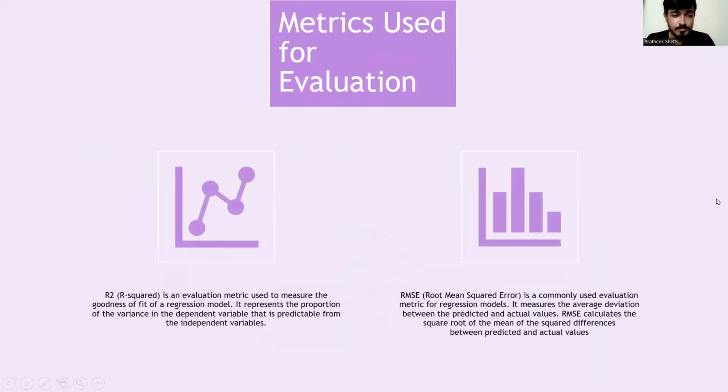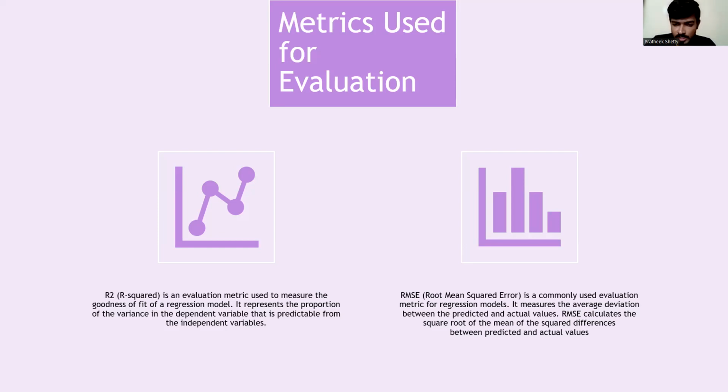Metrics used for evaluation. Here I've used two metrics. One is R2 or R squared and the other is RMSE, or root mean square error. R2 or R squared is an evaluation metric used to measure the goodness of fit of a regression model. It represents the proportion of the variance in the dependent variable that is predictable from the independent variables. R2 can vary from negative infinity to 1. If the model fits the data poorly, R2 can be negative, indicating that the model performs worse than a horizontal line. A horizontal line implies that the prediction is always equal to the average. A value of 0 suggests that the model does not explain any of the variance, while a value of 1 indicates a perfect fit, where the model explains all the variance.